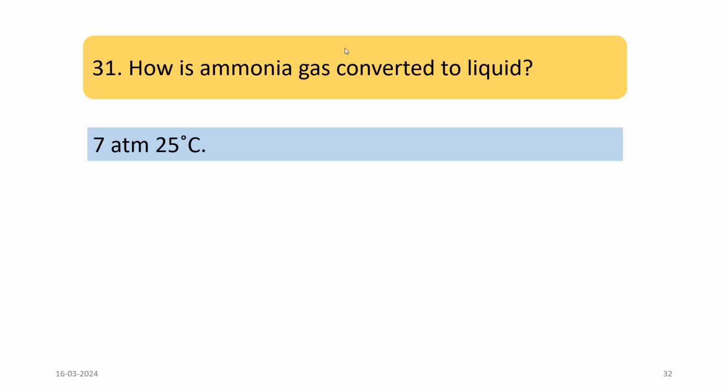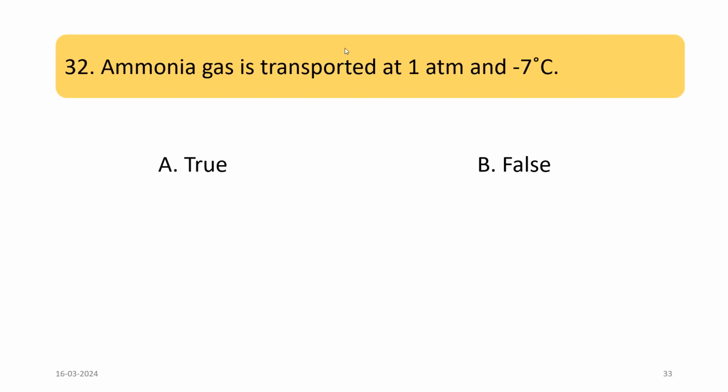Okay. Next question. Ammonia gas is transported at 1 atm and minus 7 degrees Celsius. Is it true or false?